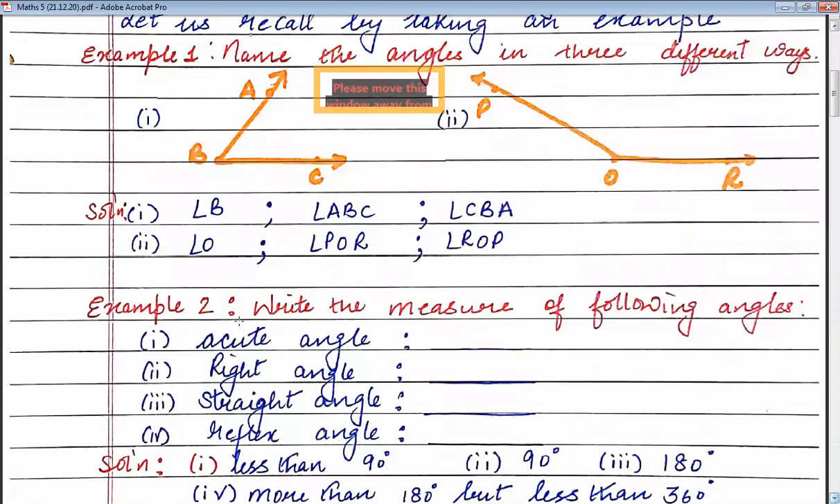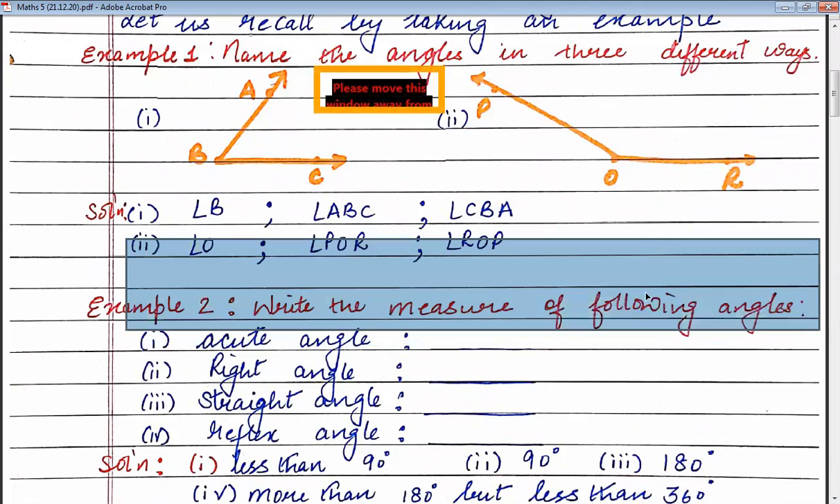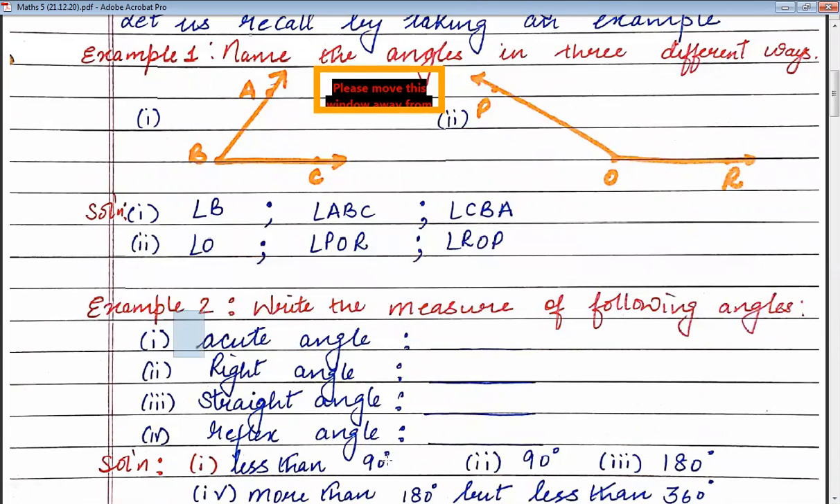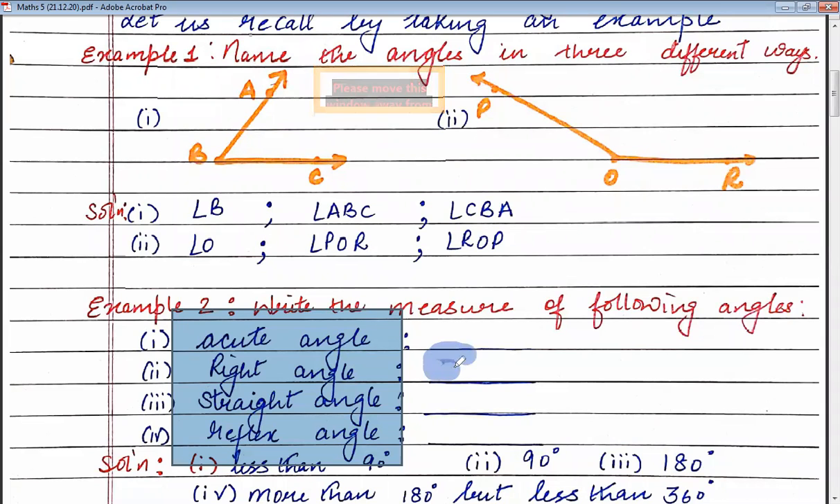Now let's move on to question number 2. Now you have to write the measure of the given angle. So now let us read what are the angles given here. First one is acute angle, right angle, straight angle and reflex angle. So now children, first I am going to fill in right angle. Now we know that right angle means exactly 90 degree. An angle whose measurement is 90 degree, that is your right angle.